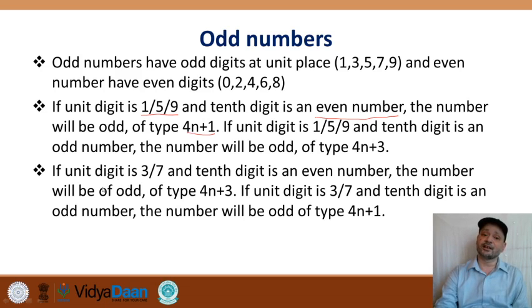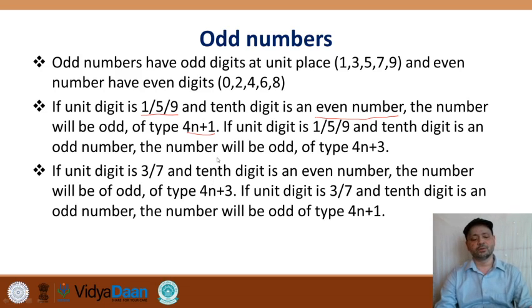Similarly, if the unit digit is 3 or 7 and the 10th digit is an even number, like 23 or 27, it becomes 4n plus 3 type. And if your unit digit is 3 or 7 and the 10th digit is an odd number, like 13, 17, 53, 57, 73, 77, all of these are of 4n plus 1 type.